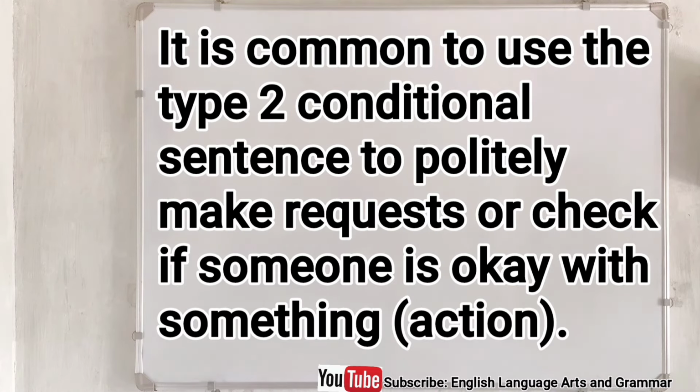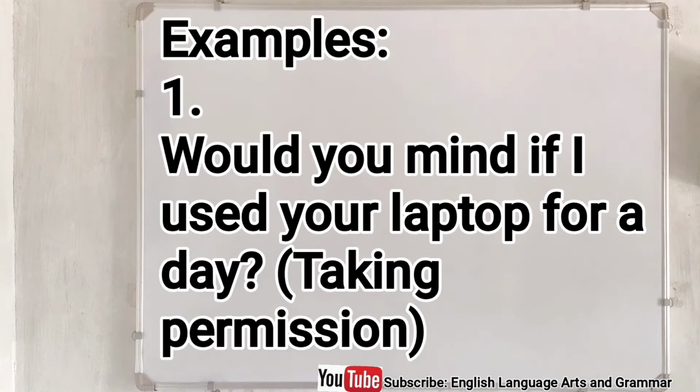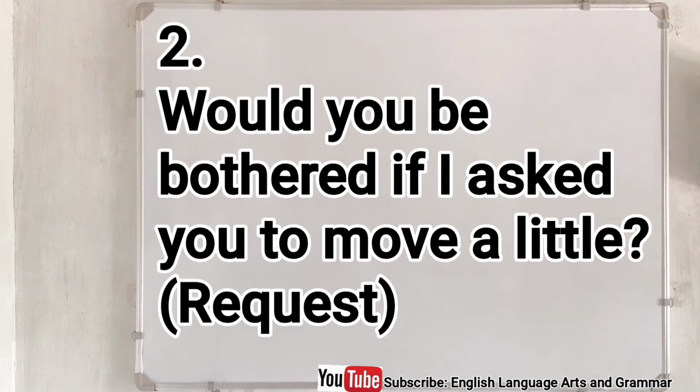It is common to use the type 2 conditional sentence to politely make a request or check if someone is okay with something or some action. Some examples. Example 1. Would you mind if I used your laptop for a day? Taking permission. Example 2. Would you be bothered if I asked you to move a little?